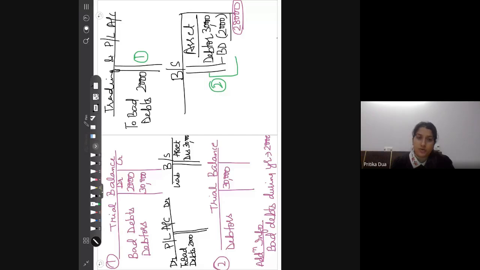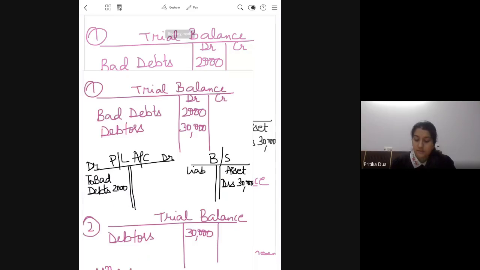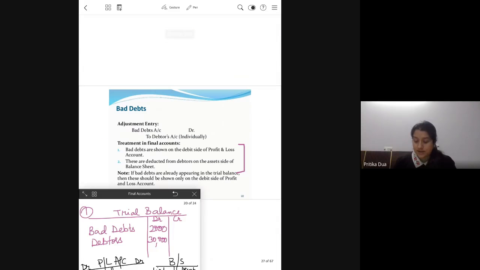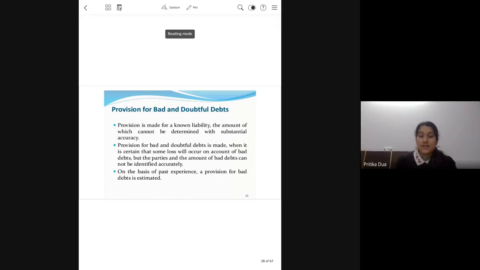Okay, because no question of final accounts is complete without an adjustment on bad debts. So this is the simplest of adjustment in the bad debts. We'll move to a higher level than this. Let's come back to the next case. This was a simple entry on bad debts. Next is provision for bad and doubtful debts.